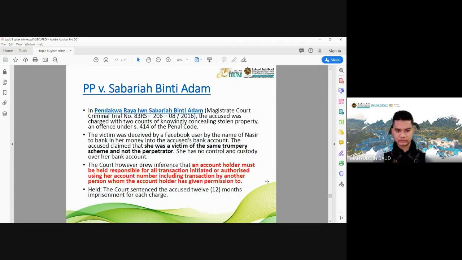Tapi in this case, 414, this is assisting scams, assisting concealment of property. So it didn't really consider online scam in the context of cyber law. If you read the language of 414 just now, although you were being a victim, but if you were not careful enough, so much so that you have assisted a crime, then the court in this case thinks that you should be accountable for the negligence that you have done.